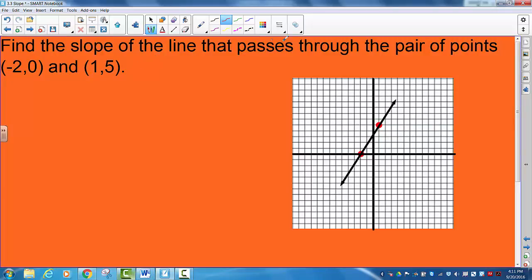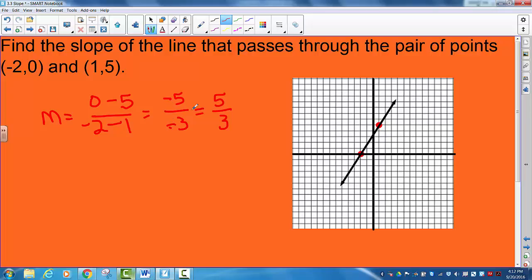Find the slope of the line that passes through the pair of points -2, 0 and 1, 5. So this is what we do. We put m equals, let's let this one be coordinate 2. So we do y2, which is 0, minus y1, which is 5, over x2, which is -2, minus x1, which is 1. So we get -5 over -3, which is equal to 5 over 3, because the negatives cancel each other out.